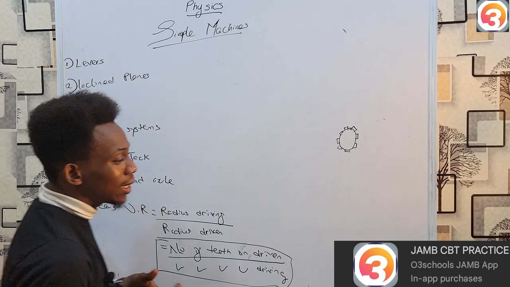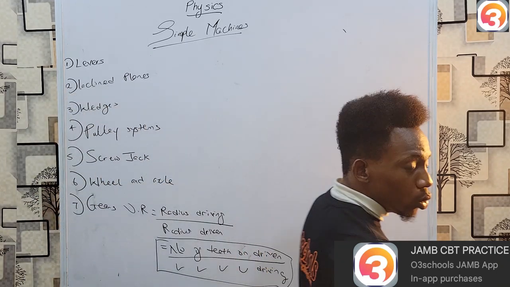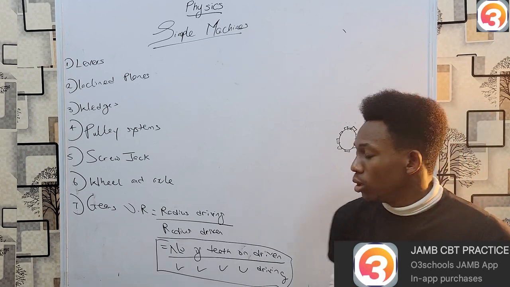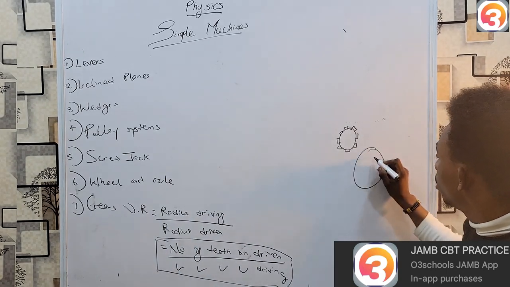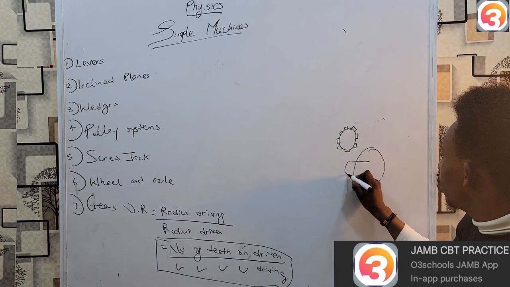Then we have the wheel and the axle. The wheel and axle are simply cylinders basically, but one attached to the other.